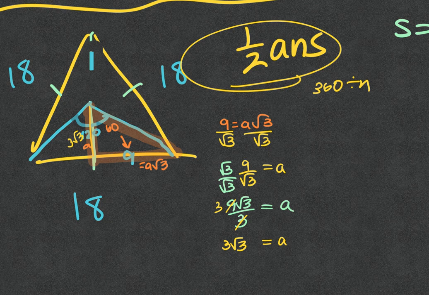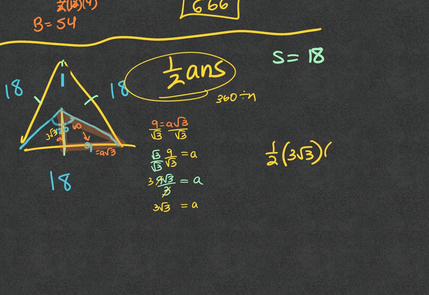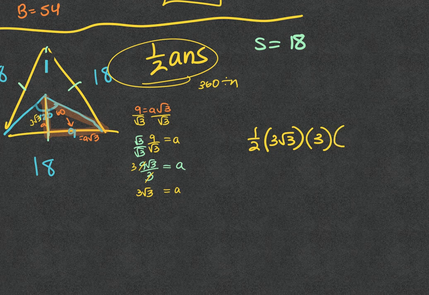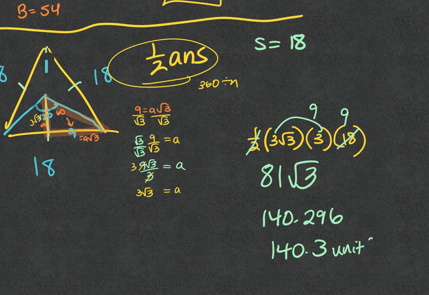I said you wouldn't have SOHCAHTOA, but any one of those three is fair game. So then if that's my apothem, then the formula is 1/2 times 3√3 times the number of sides, which is 3, times the length of each side, which is 18. And then I can simplify it, like 1/2 of 18 is 9. That would be 81√3 if kept exact. And if actually multiplied out, it'd be 140.296. And let's say it rounds to the nearest tenth, it'd be 140.3, whatever the unit is, squared.